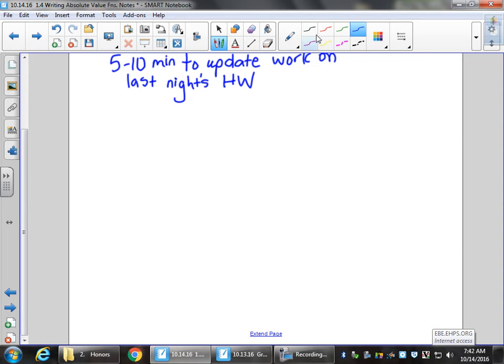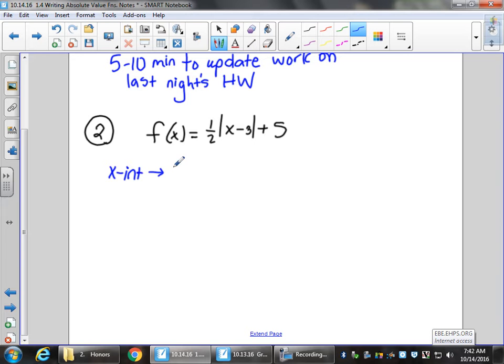So number 2 says f of x equals 1/2. Okay, so I highly recommend giving your work a title. So for the x-intercept, what are we going to let be 0? It doesn't matter which one we do first, but writing this down can really help.